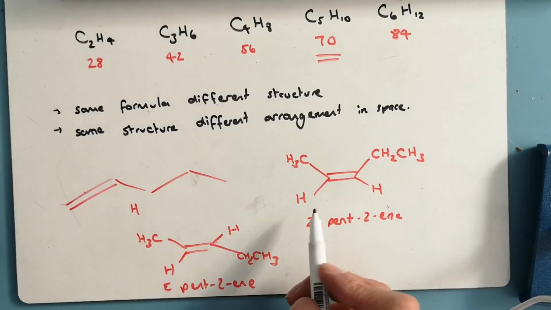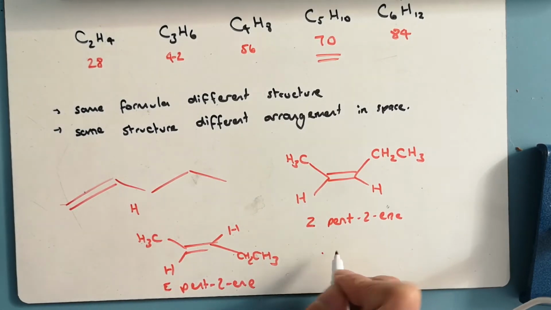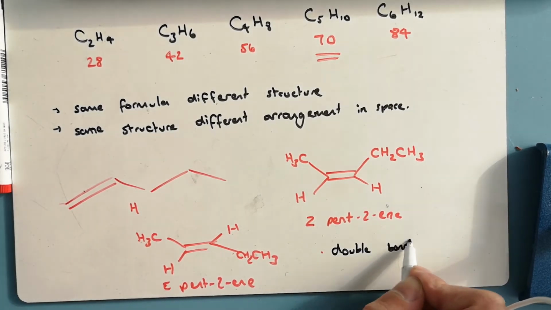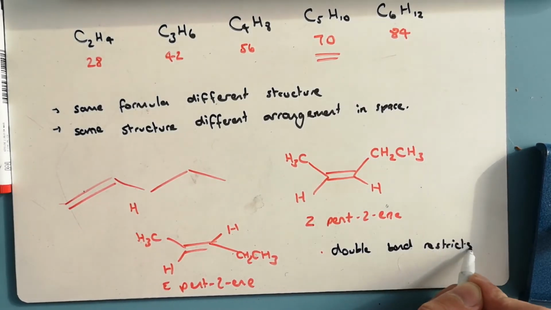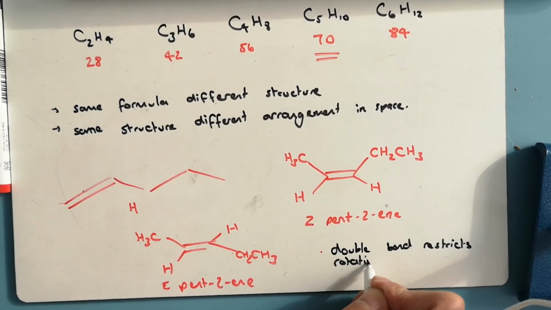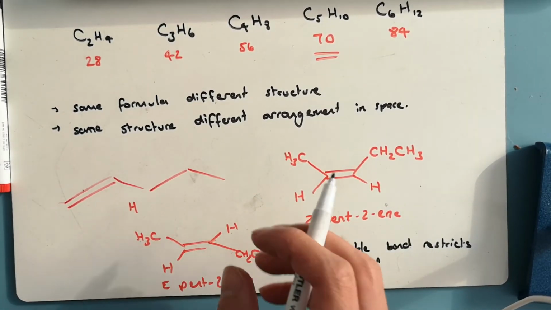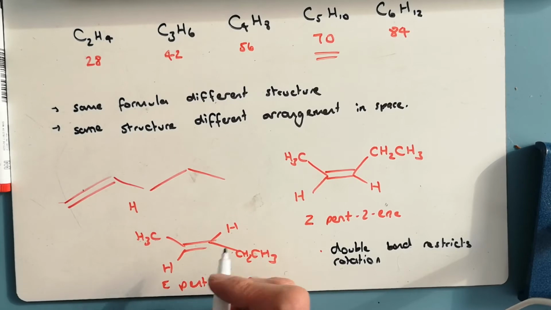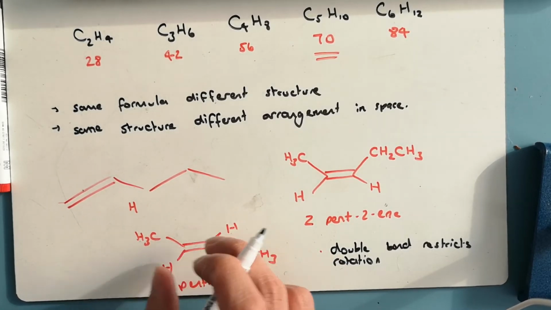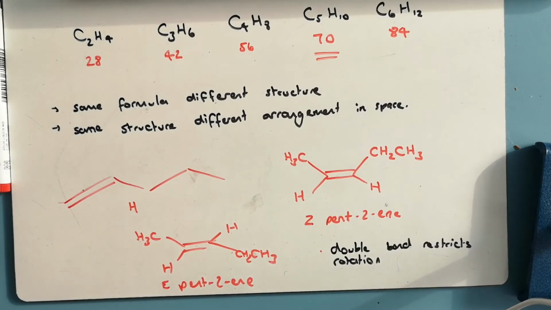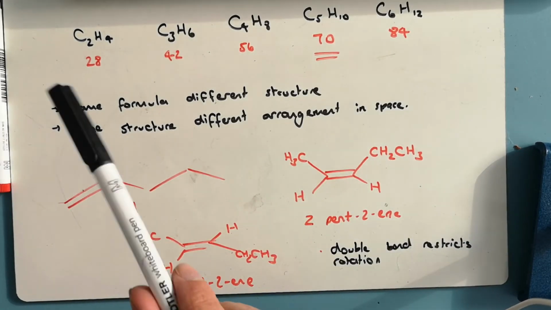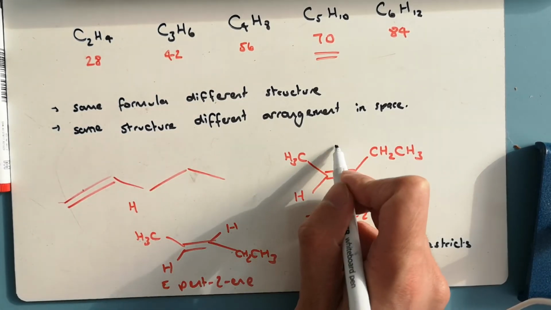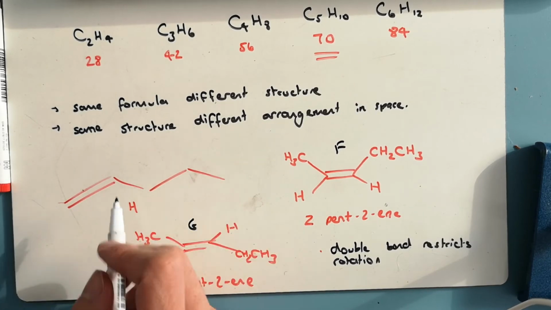Alkenes have EZ isomerism because the double bond restricts rotation. So if this was a single bond here, and this was a single bond here, they'd be able to rotate around and take up the same position. The atoms could be in the same position in space. Because the double bond stops them from rotating, they are locked into these positions, and so we get 2 different structures. So I'll go with that being F, this one being G, and that's H, pent-1-ene.